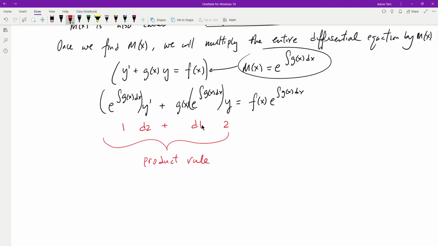And I'm going to have to rearrange the order because of the way that I wrote it. So therefore, if you look at this, this is our 1, this is our d2, and this is our 2, and this is our d1. And if you think about it, it makes sense, because the derivative of e to the integral of g of x dx is actually equal to g of x e to the integral of g of x dx. Because of chain rule, you have to take the derivative of the integral of g of x, which is just g of x.